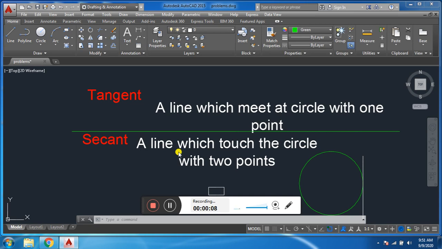Today I am going to discuss the tangent command, how to use the tangent command in AutoCAD. First of all, I would like to say something about tangent. What is tangent?